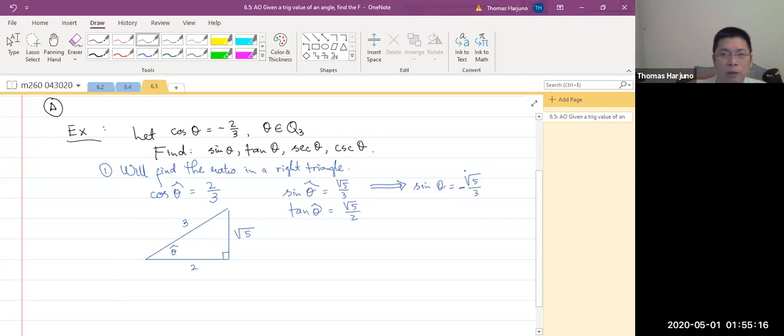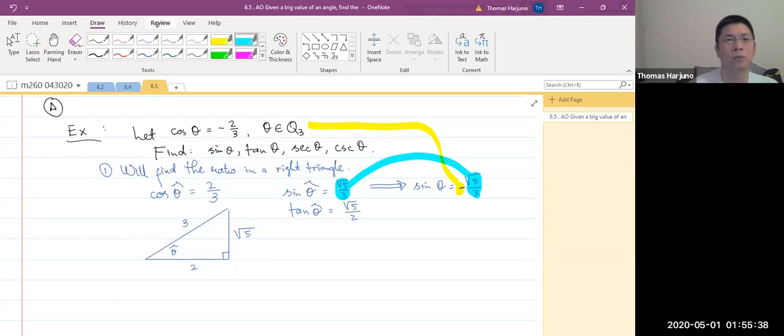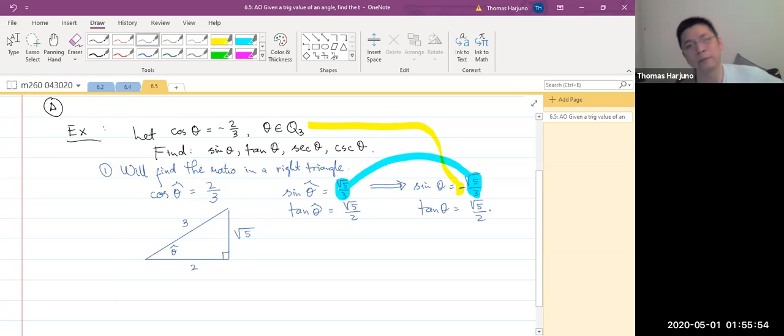Radical 5/3, but with negative. Why is it negative? Because theta is in quadrant 3. I get the number from sine of the reference angle. I get the plus or minus from the quadrant. Okay, so what is tangent theta? The number must be radical 5/2, the same as tangent of the reference angle. Okay, how about the sine? Is it positive or negative?